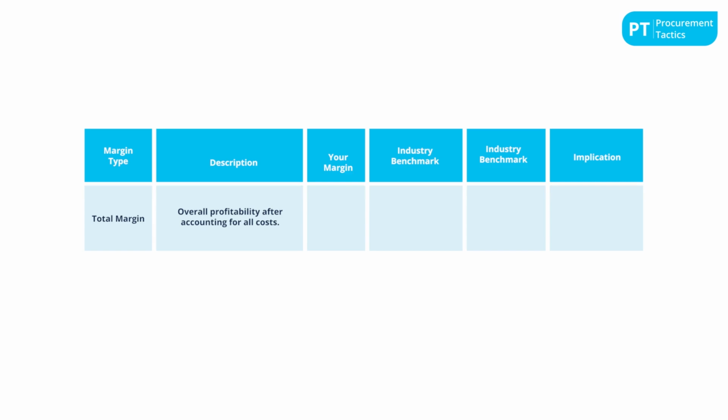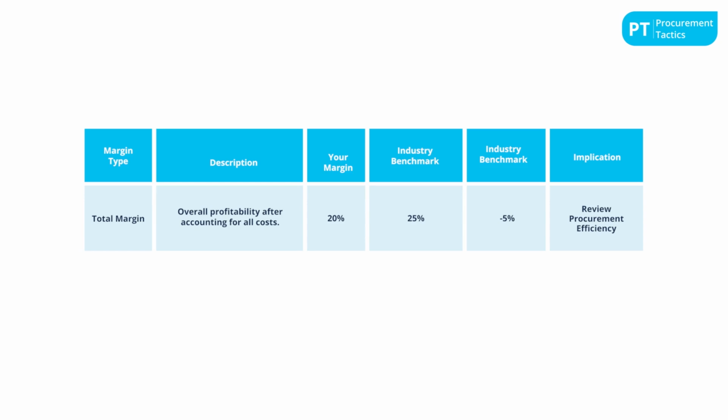The variance is then calculated by subtracting the company's margin from the industry benchmark margin. A positive variance indicates that the company's margin is higher than the industry average, while a negative variance shows it's lower. In the context of the example that we provided, where the total margin is 20% and the benchmark margin is 25%, the margin variance of 5% is calculated by deducting the industry benchmark from your margin. This means the company's total margin is 5% lower than the industry average, suggesting areas for improvement in cost control or revenue generation to enhance profitability.